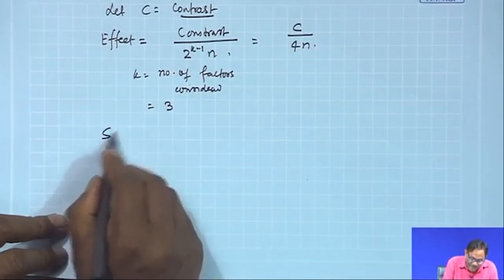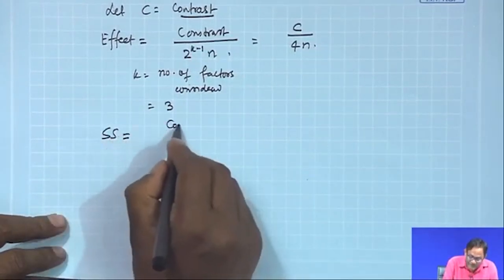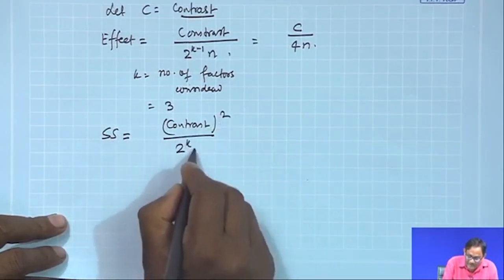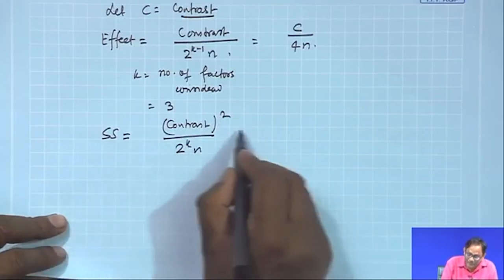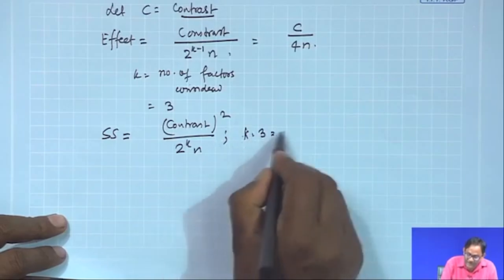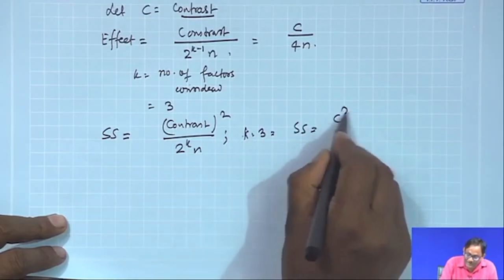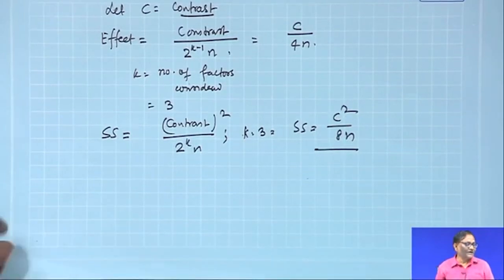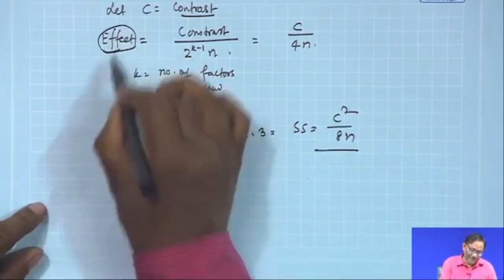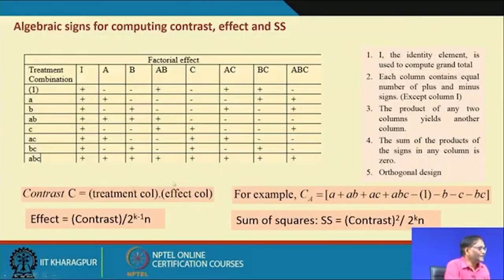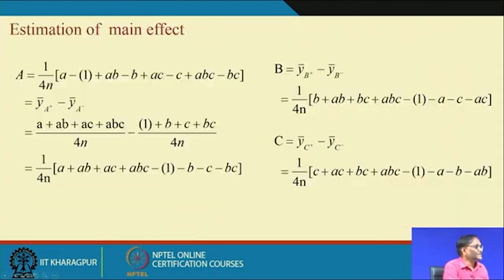If k equal to 3, then effect equals C by 2 to the power 3 minus 1, that is 4n. Similarly, sum of squares will be contrast square divided by 2 to the power k into n. So, for k equal to 3, SS will be C square by 8n. Now, you have already seen what the contrast values are, so you will be able to compute the effect as well as SS. This is what is given in this slide.